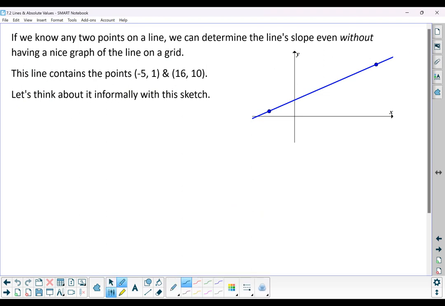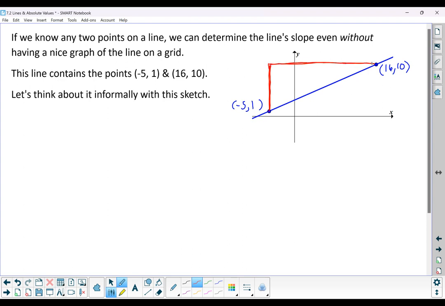So this line that I have graphed here contains the point -5, 1. So this is -5, 1 over here. And the other point that it contains that we know for sure is up here. That's the point 16, 10. So we don't have a nice grid, but we do have some points and we can see the shape of that line. If we did have a grid or we were able to count off the slope, we would just need to think about how much the line went up and then how much the line went over.